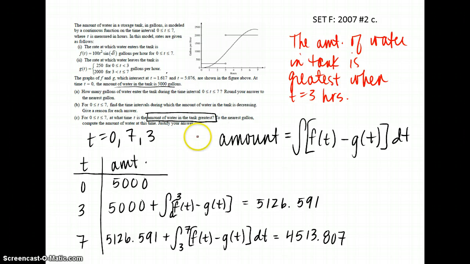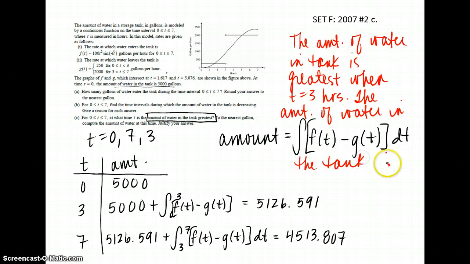And then it says to the nearest gallon, compute the amount of water. And the amount of water in the tank is 5,127 gallons. So use the words of the question to write your justification.